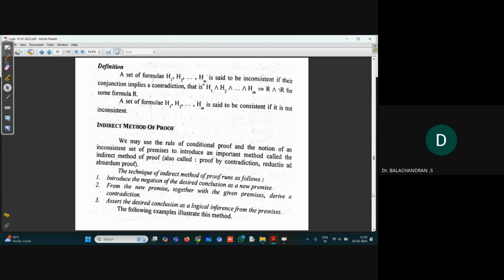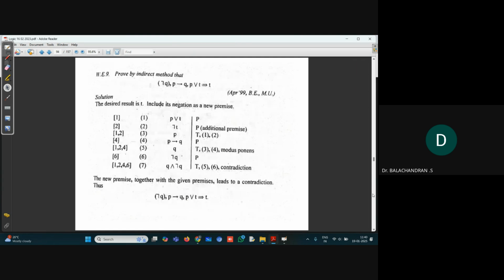So the indirect method I also explained in the previous class. Using the indirect method, we will solve some problems. Prove by indirect method: ¬Q, P → Q, P ∨ T ⇒ T. In the indirect method, you should assume the negation of the conclusion as an additional premise.